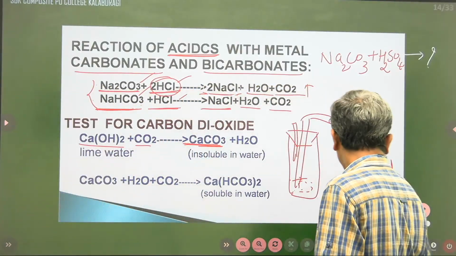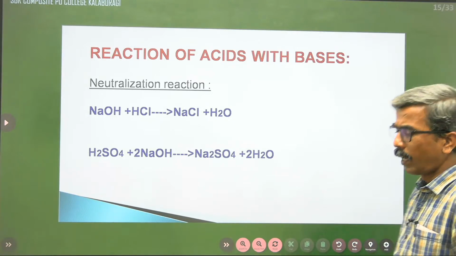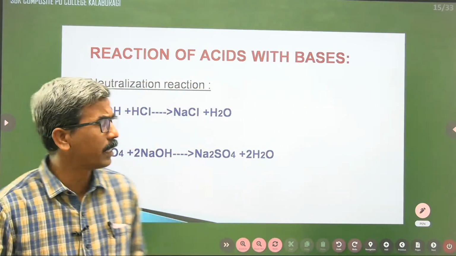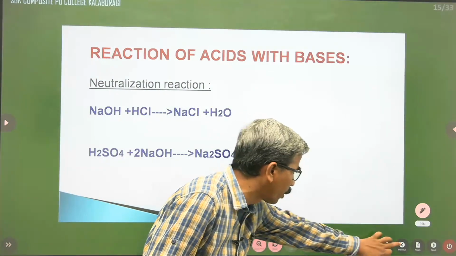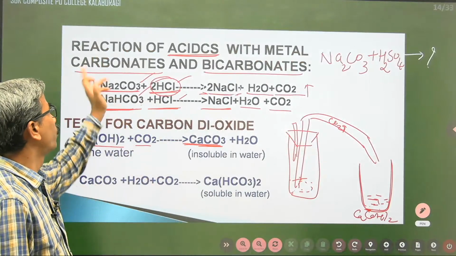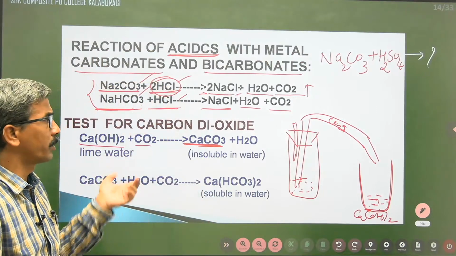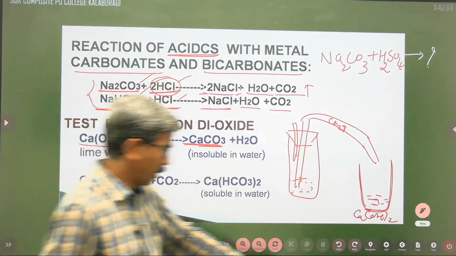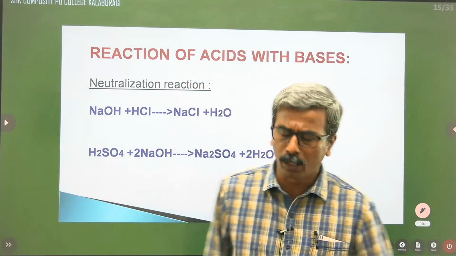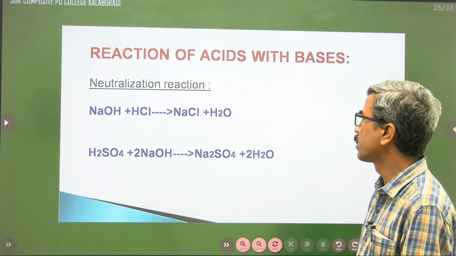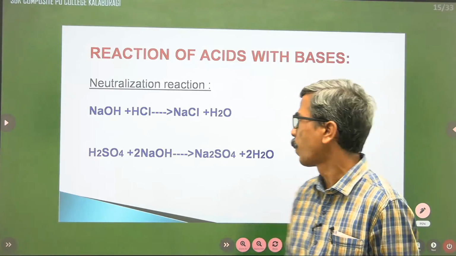Now moving to the next. Before going to this one, I want to add one more point. They have included only the reaction of acids with carbonates and bicarbonates, not with the bases. Next, we have already discussed what acids are, what bases are, and one or two reactions of acids and bases.